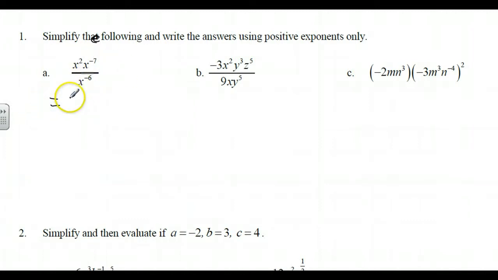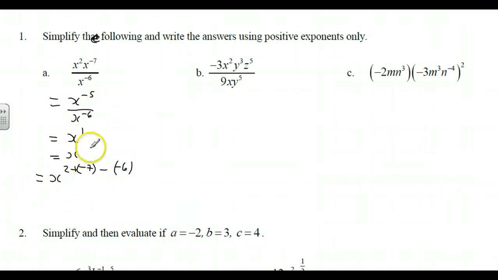Okay, well, we can do this. So it's x to the 2 plus negative 7, which is x to the negative 5 over x to the negative 6. Negative 5 minus negative 6 is 1. So x to the 1, which is just x. We could also have said it's x to the 2 plus negative 7, right? Plus because we're multiplying, then we're dividing, so we go minus negative 6, which is going to give us a 1. 2 plus negative 7 is negative 5 plus 6, which is 1.